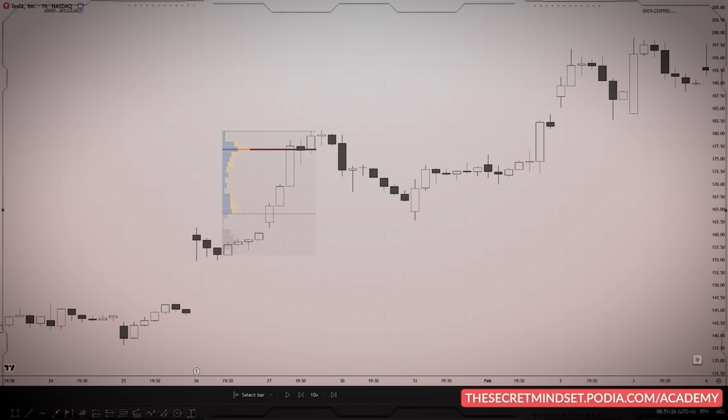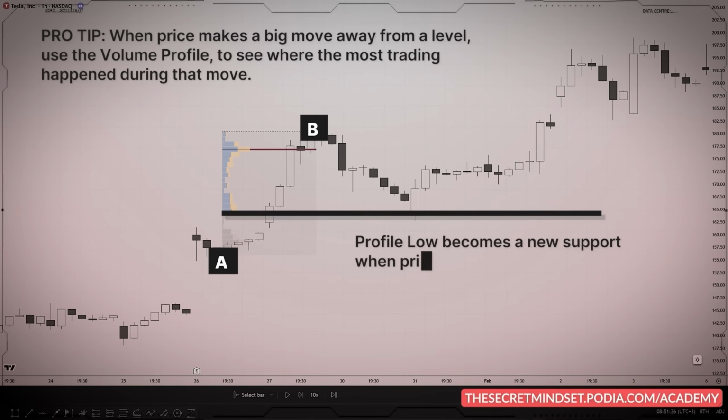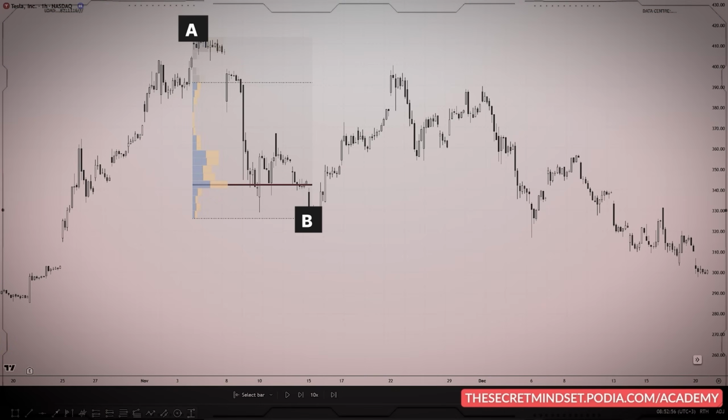Here's a cool trick. When price makes a big move away from a level, use the volume profile to see where the most trading happened during that move. That spot often becomes a new support or resistance level when price returns to it later. Let's say you see a big price drop.